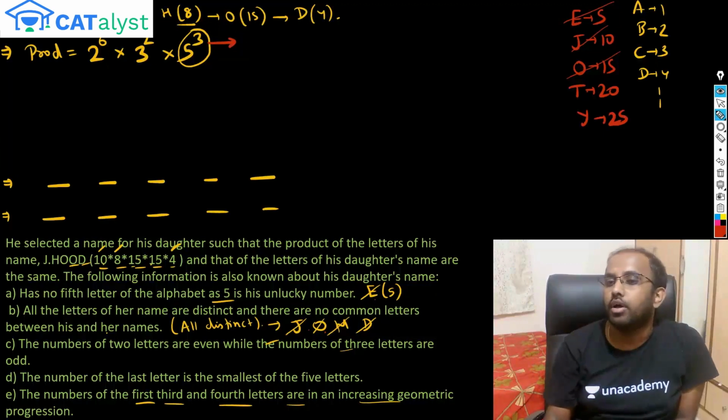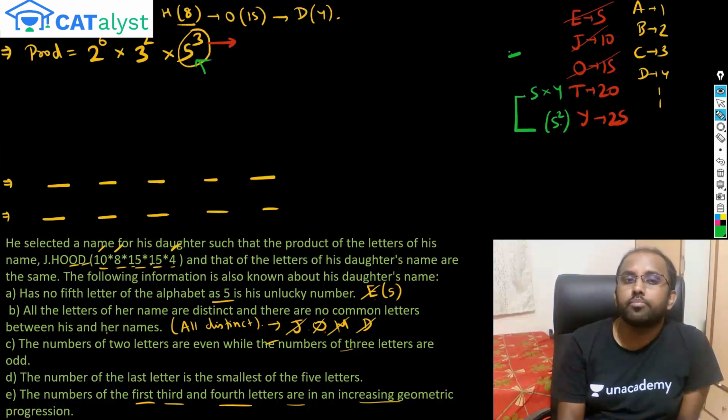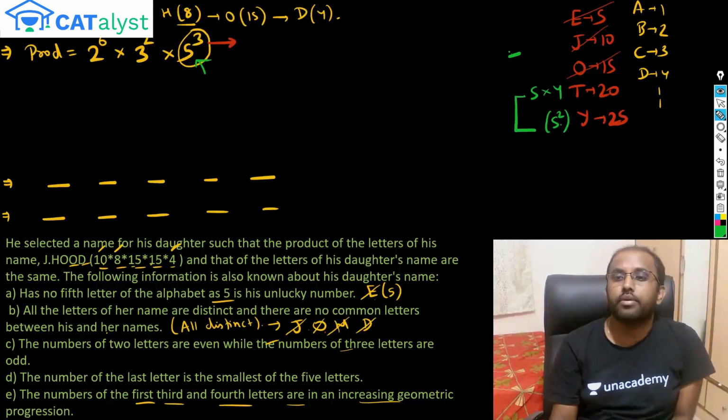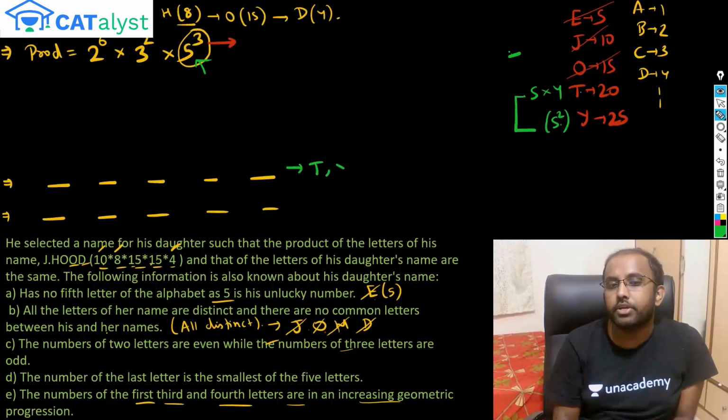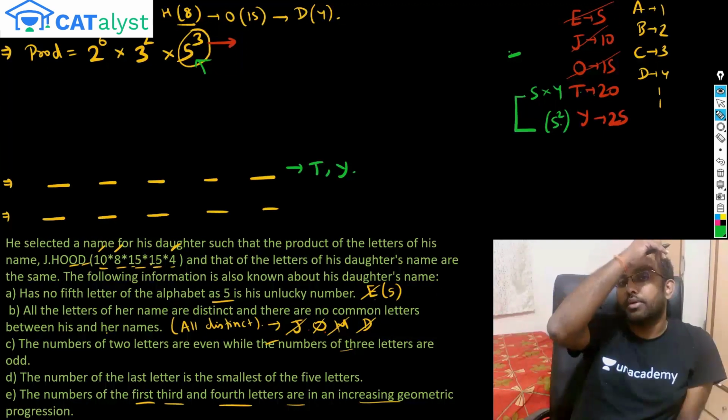So Y contains 5 squared, and 20 contains 5 into 4. Okay, so their product will be what? 5 cube, right? So for the product to be 5 cube, these two letters have to be present. Her name must contain a T and must contain a Y. Correct, because then only the product will become 5 cube.